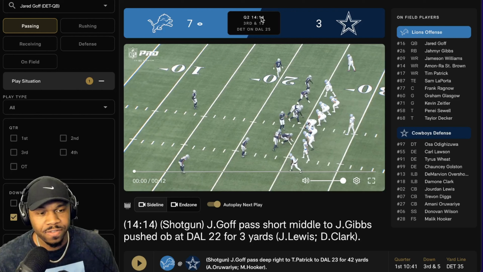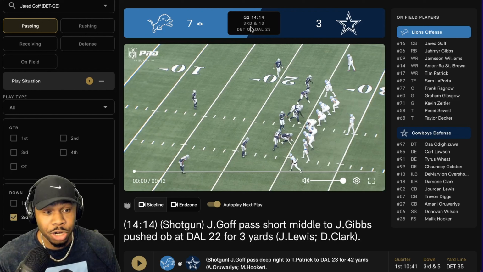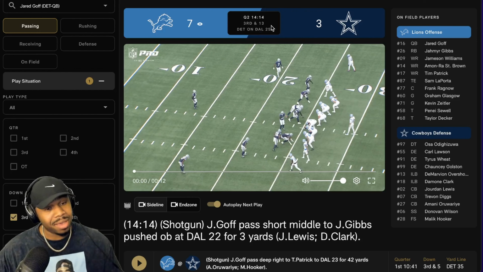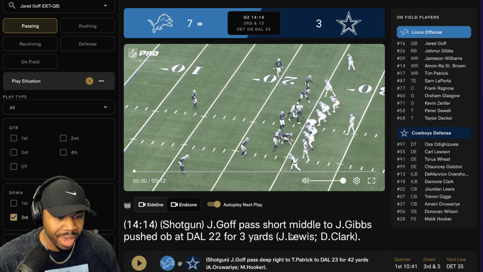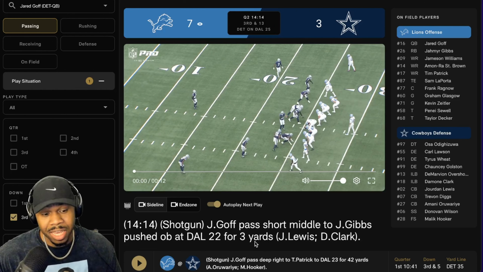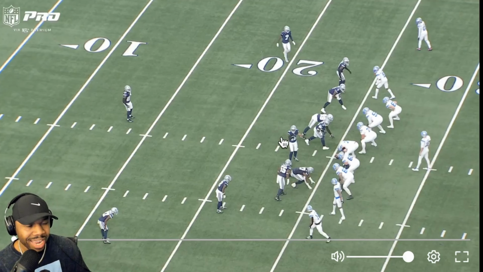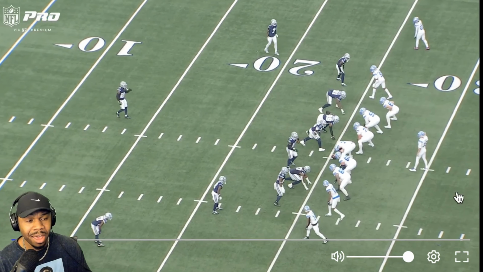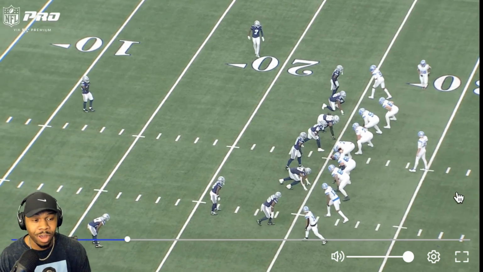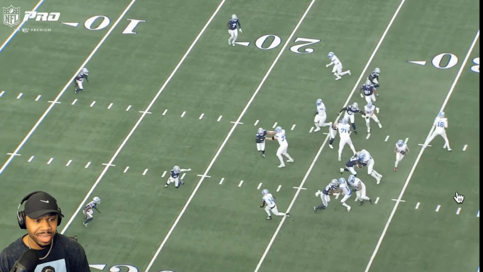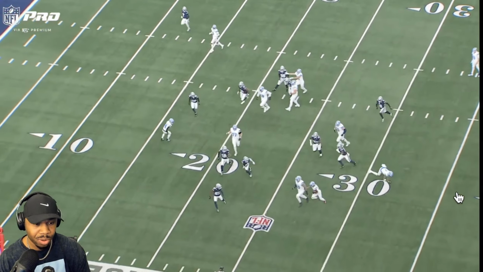Second quarter, 14-14 on the clock. It's third and 13. Damn, bro. And we got a short pass middle to Gibbs for 3 yards. So they end up, wow, punting after this. And this is why it's called the money down, bro. If you don't convert on these, you're either punting. Oh, actually, they kicked the field goal.